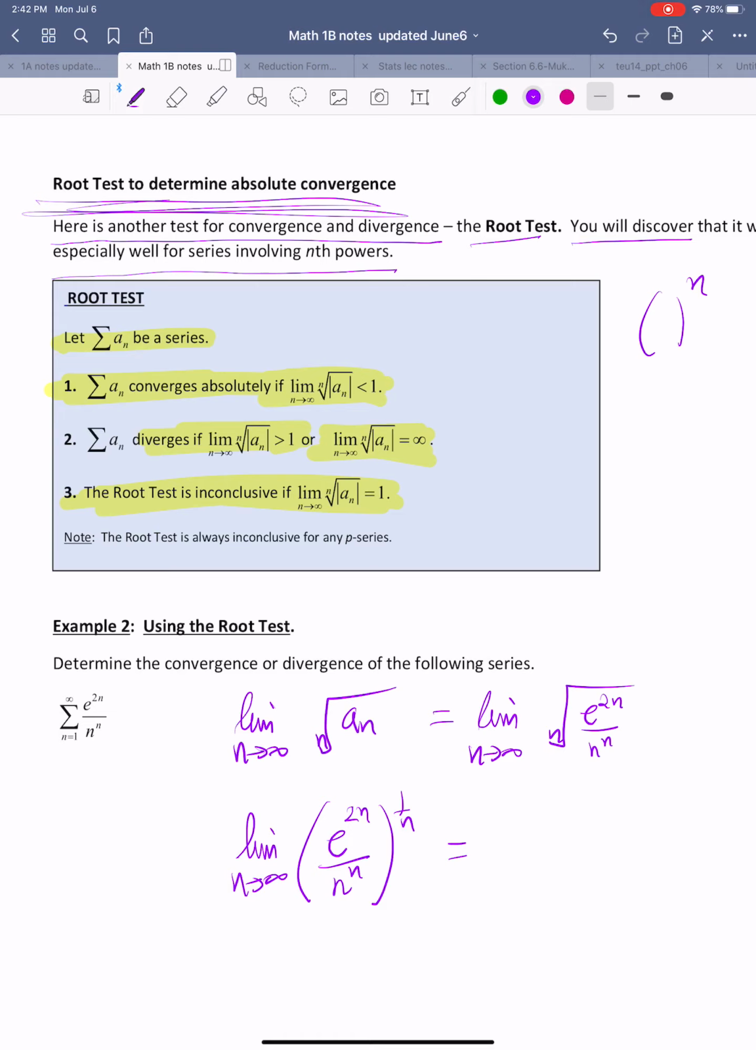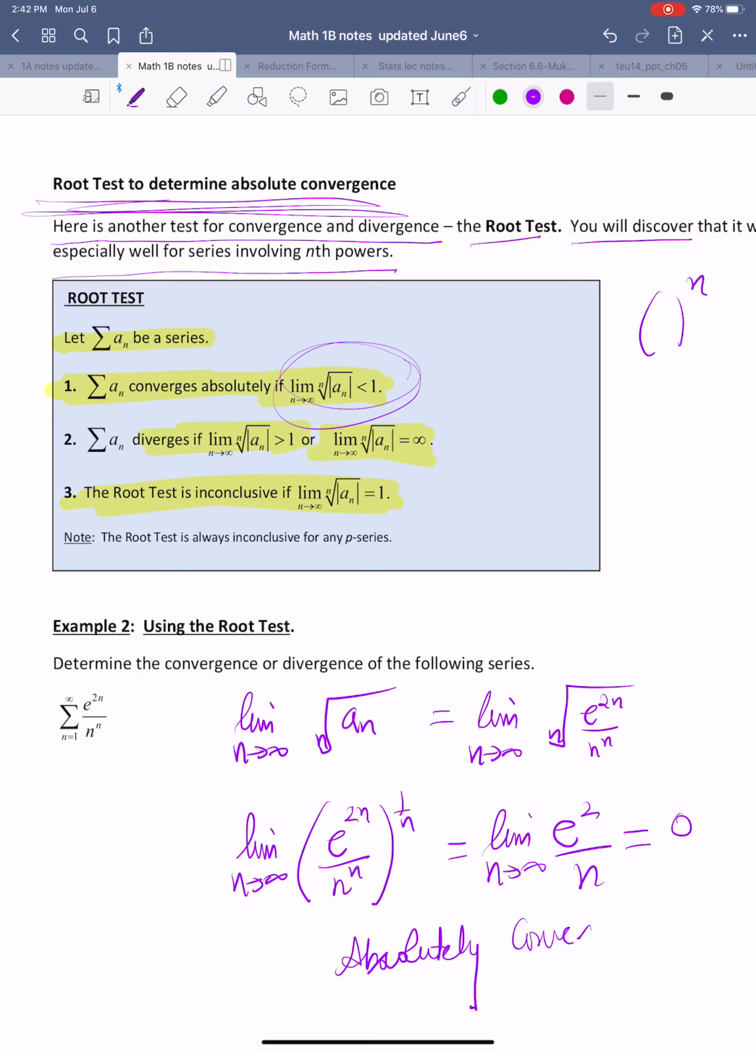Now, e to the power 2n times 1 over n turns out to be the limit as n goes to infinity of e to the second power over n. When n goes to infinity, where does this limit go? It goes to 0, and that falls under the first case, which is less than 1. So this series converges absolutely. We have absolute convergence here.